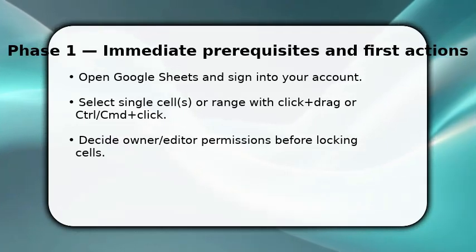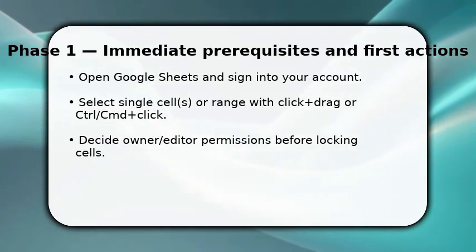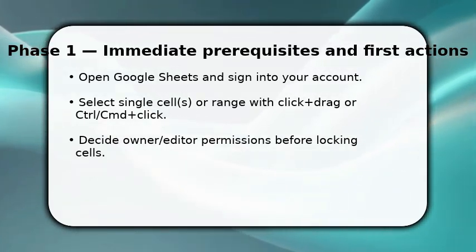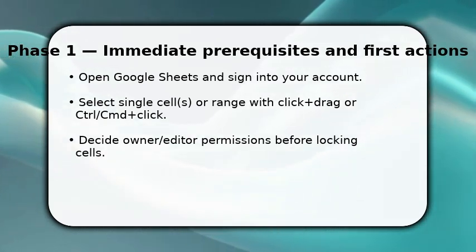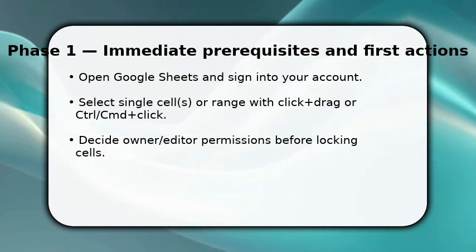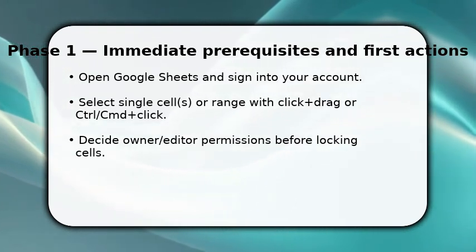You start by picking the exact cell or range to protect. This matters because later rules apply precisely to that selection. Once selected, open the Data menu and choose Protect Sheets and Ranges. Do it now so settings tie to the chosen cells.